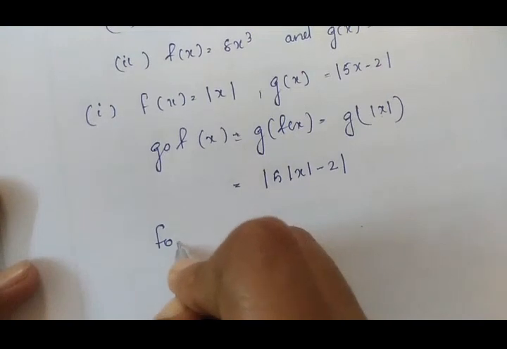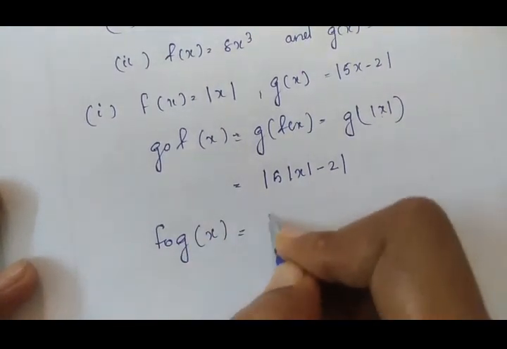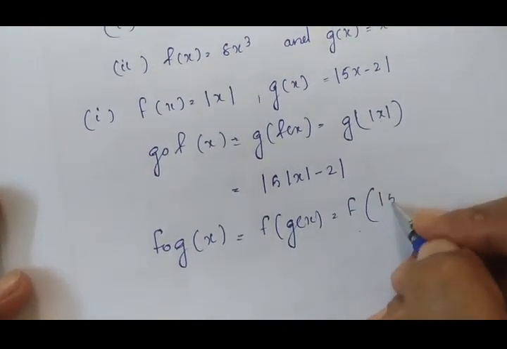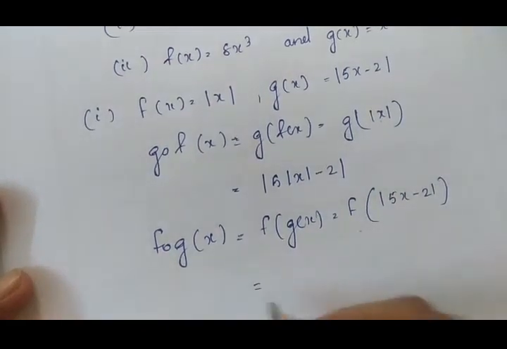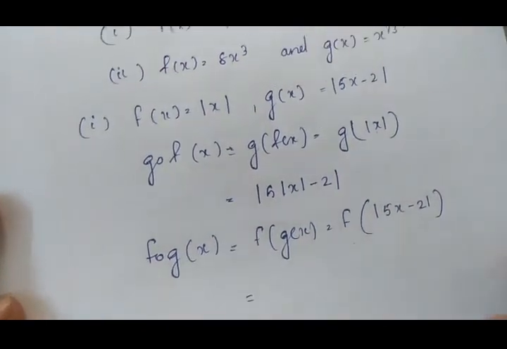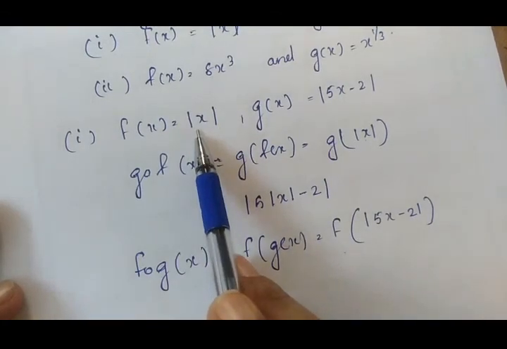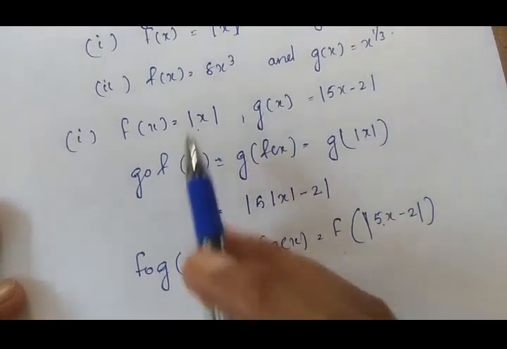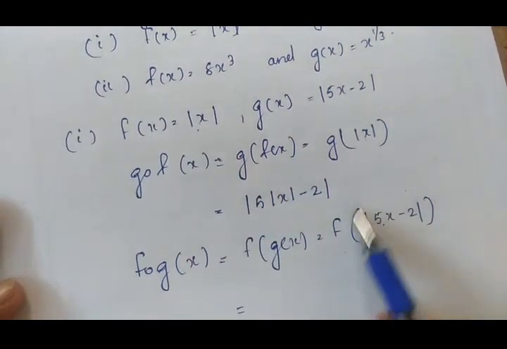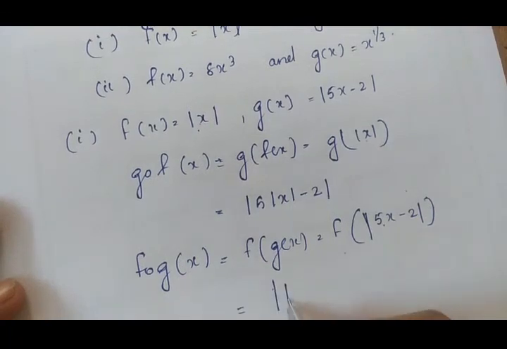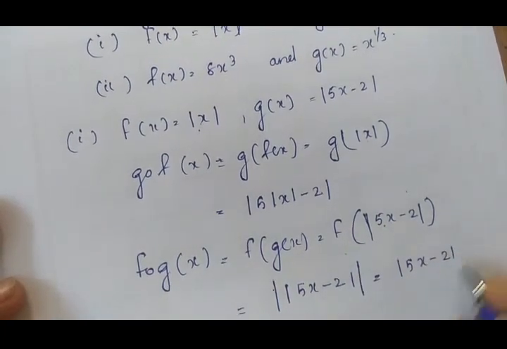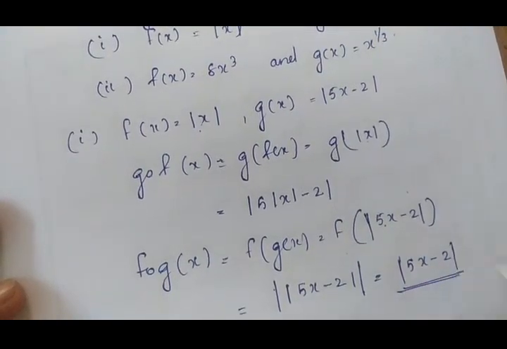Next, f∘g of x, which is equal to f of g of x, is equal to f of mod 5x minus 2. Here f of x is mod x, and here the x is mod 5x minus 2. So we have to substitute x with this value, that is mod 5x minus 2. Mod of mod is equal to mod 5x minus 2.